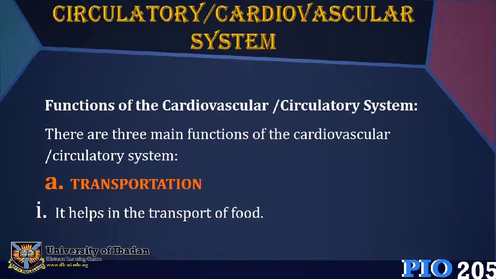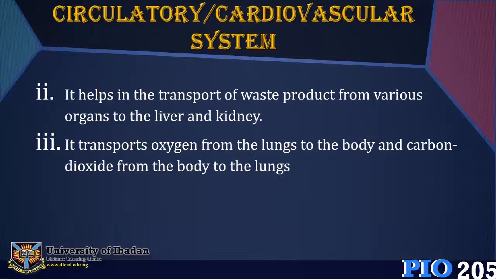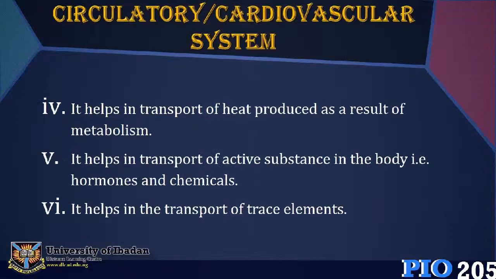Functions of the cardiovascular or circulatory system. There are three main functions of the cardiovascular or circulatory system. Transportation. It helps in the transport of food. It helps in the transport of waste products from various organs to the liver and kidney. Transport oxygen from the lungs to the body and carbon dioxide from the body to the lungs. It helps in transport of heat produced as a result of metabolism.